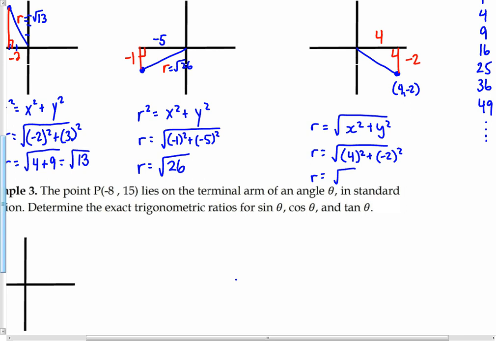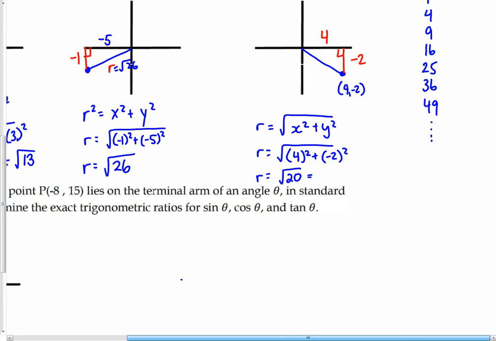When you square negative 2, it becomes a positive. Make sure it's in brackets in your calculator. 16 plus 4 is 20. Can we simplify that radical? Is there a perfect square that will go into 20? 4 does. Yeah, 4 is a factor. So 4 times what is 20? 5. So we're going to write that as root 4 times root 5. Those are equivalent. So root 20 we can write as root 4 times root 5.